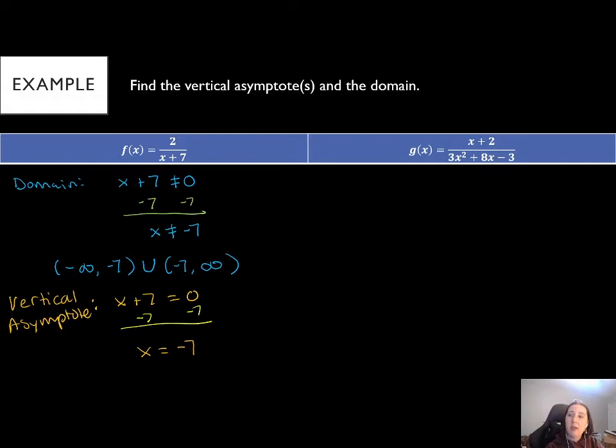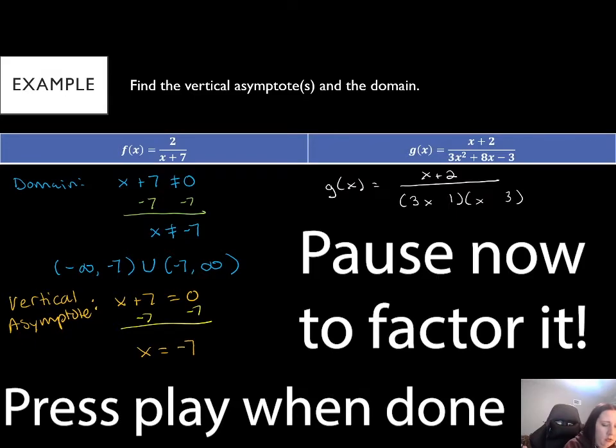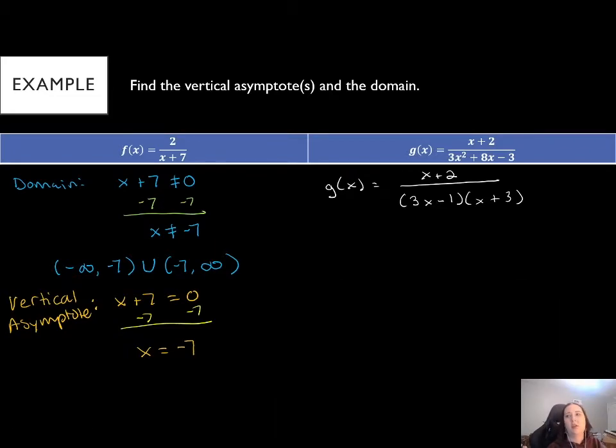So on the right here, now we have something that we need to factor before we can find the domain and the range. We just use g instead of f because it's a new function. So I'm going to factor this. Okay, I just factored it, and it factors to x plus 2 over 3x minus 1 times x plus 3.